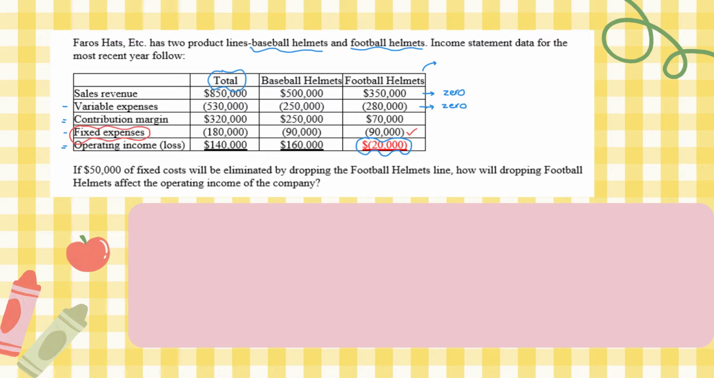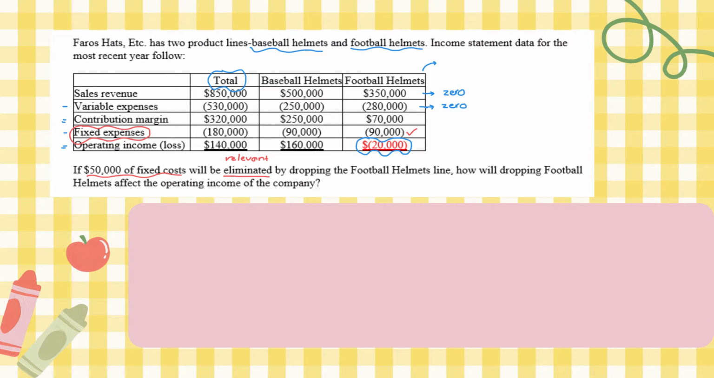Now he said here that 50,000 of fixed cost will be eliminated by dropping the football helmets line. Eliminated means avoided, so it's a relevant cost. What's the difference between relevant and irrelevant? Relevant means there is a difference between the options. It means if I drop the football helmets, I'm not gonna pay this amount. Irrelevant if it's the same under both cases. So now how will dropping football helmets affect the operating income of the company?